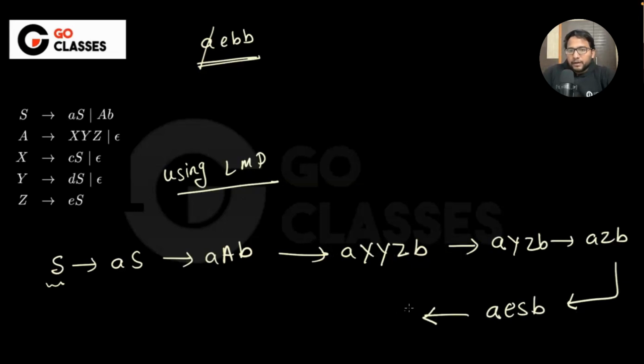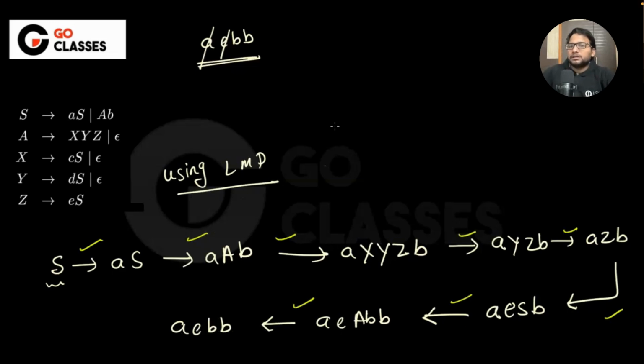And then again A E is matching. So now you want B. Since you want B, you will go to AB, right? AE, capital A, B, and B. And from this capital A, you will go to epsilon. So AEBB. How many derivations did you require here? 1, 2, 3, 4, 5, 6, 7, 8. Okay. These are the 8 derivations we need.